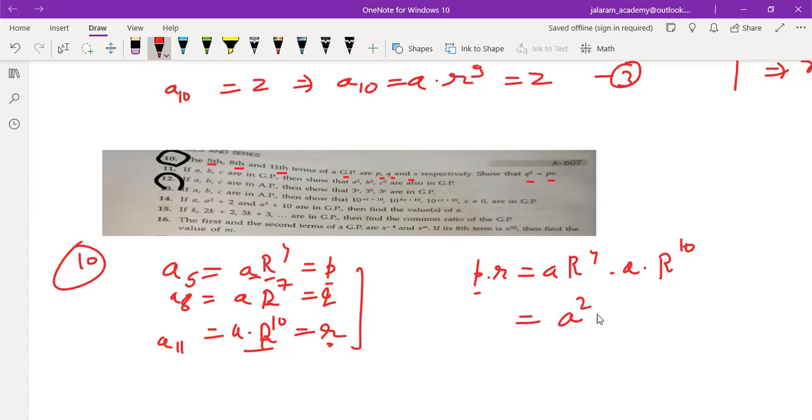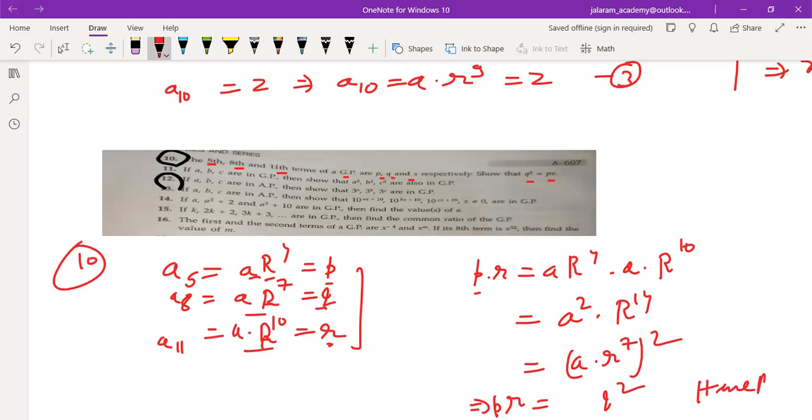So a times a into R to the power 10 plus 4 is 14, so (a R to the power 7) whole square is there. And a R to the power 7 equals q. So it is giving q squared. That is p r equals q squared, hence proved.